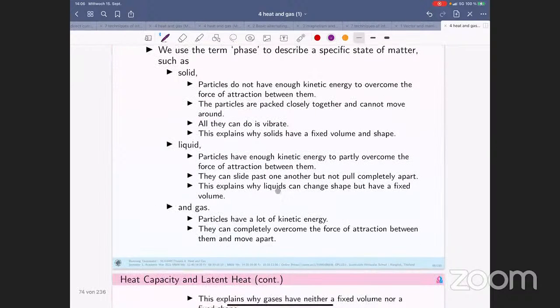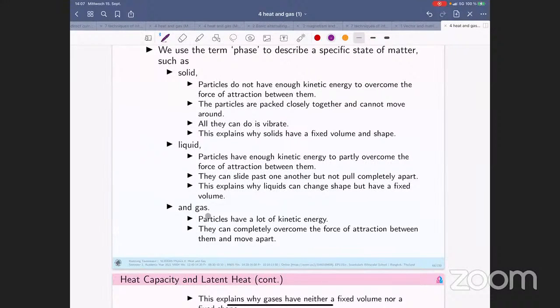In the liquid phase, particles have enough kinetic energy to partly overcome the force of attraction between them. The liquid can have any shape, depending on the container you use. The molecules can slide past one another but not pull completely apart. You cannot tear the molecules of water from each other. This explains why a liquid can change shape but has a fixed volume.